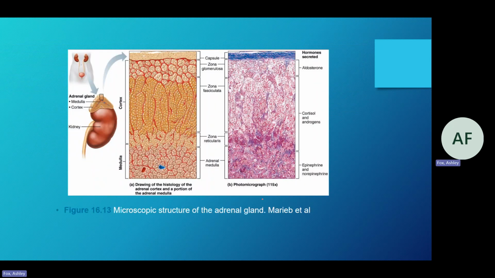So you have our three different layers. Looking at this, the medulla is in the inner part right here, which is different. And then we have our three layers. The largest layer is called the zona fasciculata. And then we have the zona glomerulosa, which is the outermost layer. And then we have the middle layer, which is zona fasciculata. And then we have the zona reticularis, which is the most inner layer of the cortex next to the medulla.